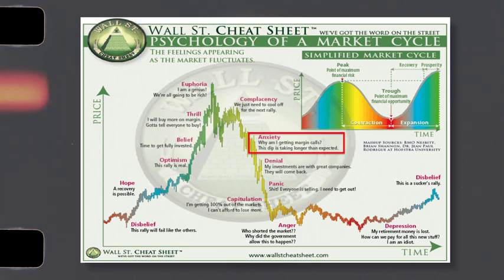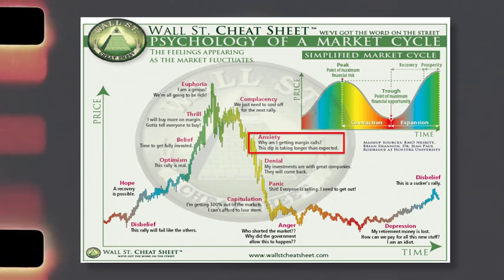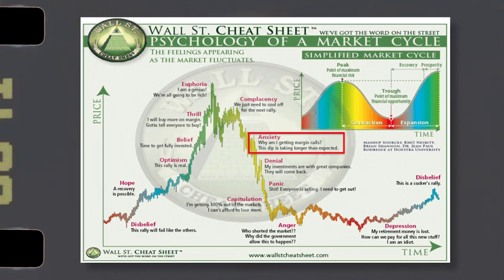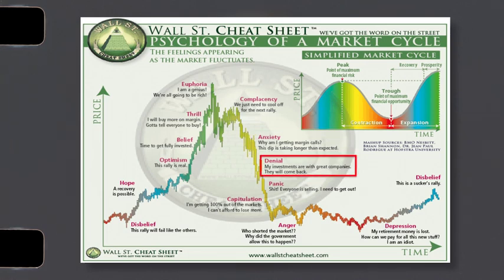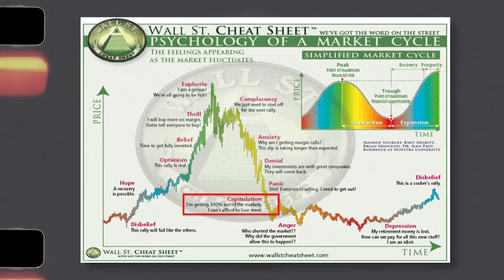And then as we go down, people are starting to draw trend lines down across here over to the anxiety phase, and they go, why am I getting margin calls? This dip is taking longer than expected. Maybe it'll bounce off this imaginary trend line that I have going up through here. And then it'll go down to denial. My investments are with great companies. Surely they'll come back. Panic. Everyone is selling. I need to get out. Capitulation. I'm getting 100% out of the markets. I can't afford to lose more.